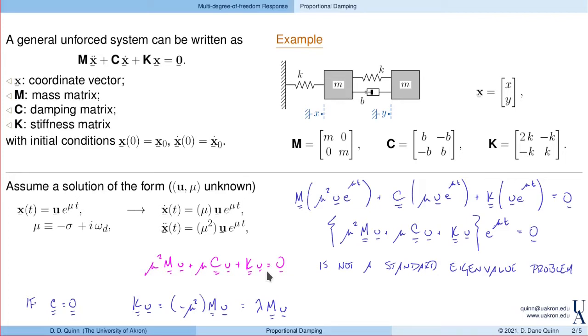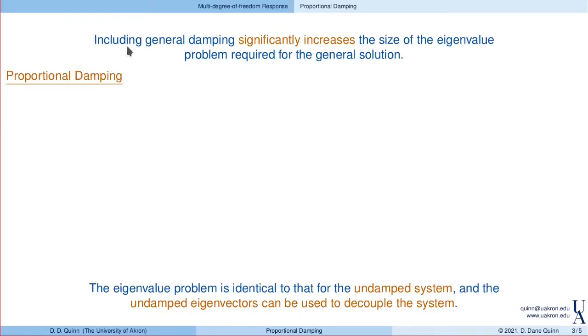So that gives rise to this idea of proportional damping. And again, it's because including a general damping term significantly increases the size of the eigenvalue problem required for the general solution. That brings us to proportional damping. This is often known as Rayleigh damping, named after Lord Rayleigh.